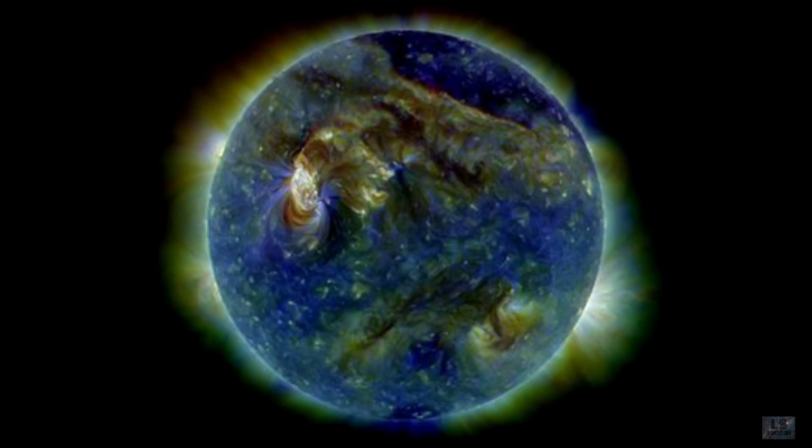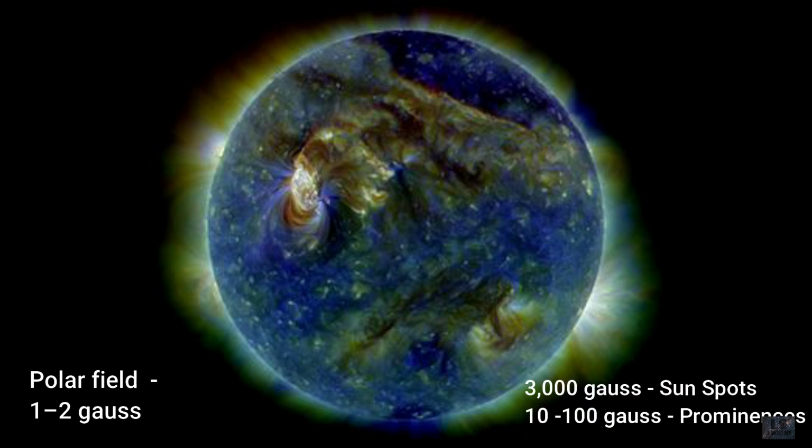Magnetic field. The Sun has a magnetic field that varies across the surface of the Sun. Its polar field is 1 to 2 Gauss, whereas the field is typically 3000 Gauss in features on the Sun called sunspots and 10 to 100 Gauss in solar prominences. The magnetic field also varies in time and location.